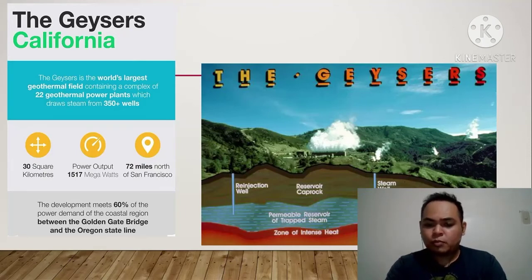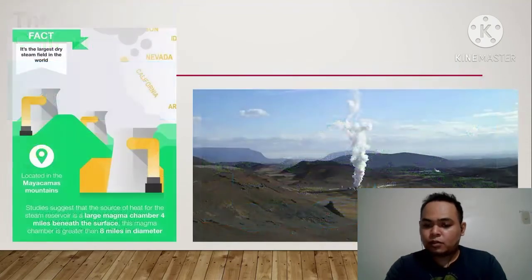The development meets 60% of the power demands of the coastal region between the Golden Gate Bridge and the Oregon State Line. It is also known to be the largest steam field in the world. Studies suggest that the source of heat for the steam reservoir is a large magma chamber 4 miles beneath the surface. This magma chamber is greater than 8 miles in diameter.